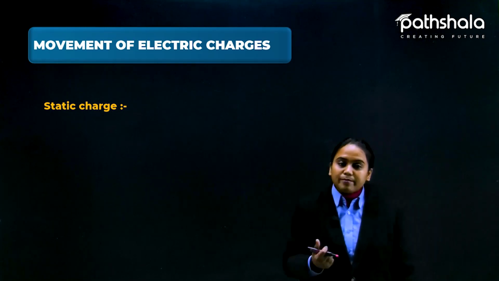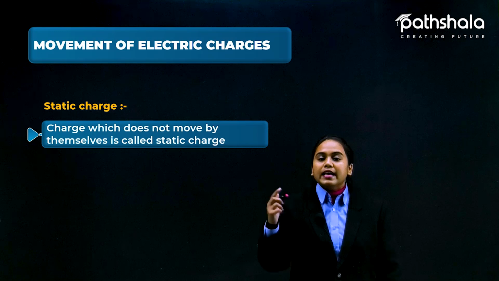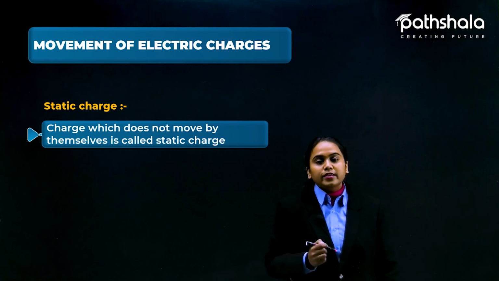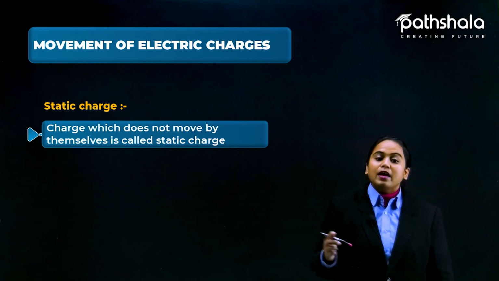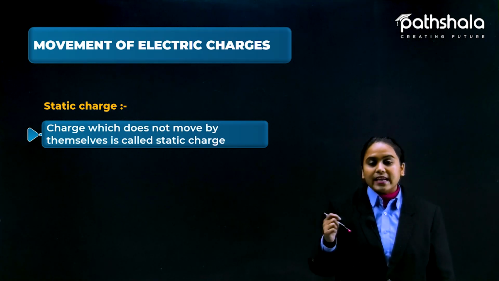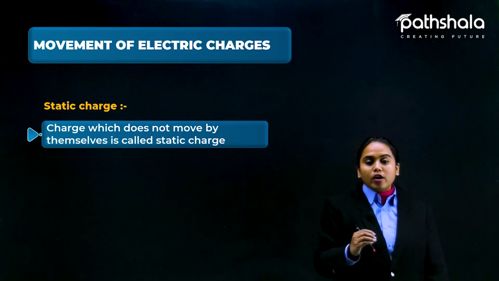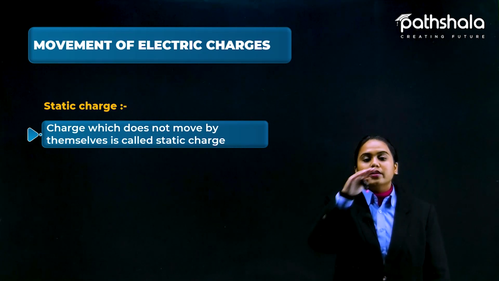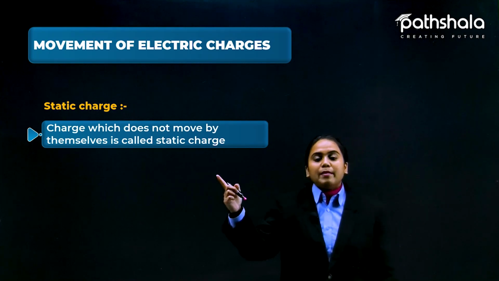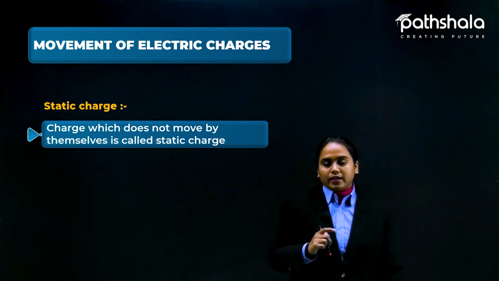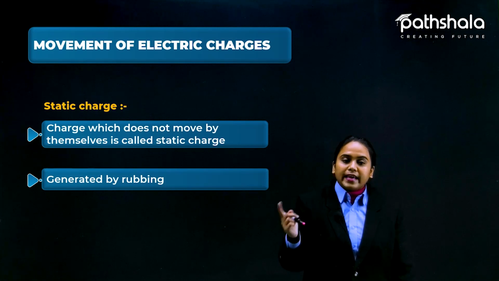The same thing we have discussed here: insulators do not allow charged particles to move themselves. That is why we call it a static charge, and the charge is present only on the surface of the object. That is why we call them static charged particles, and here they can be generated by rubbing only.